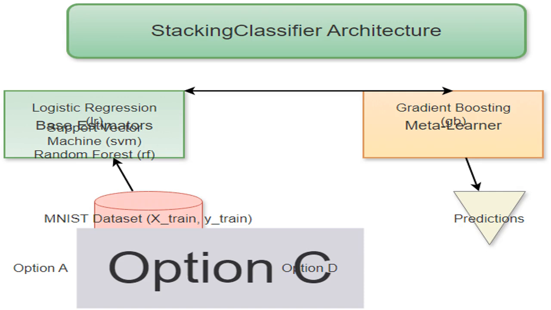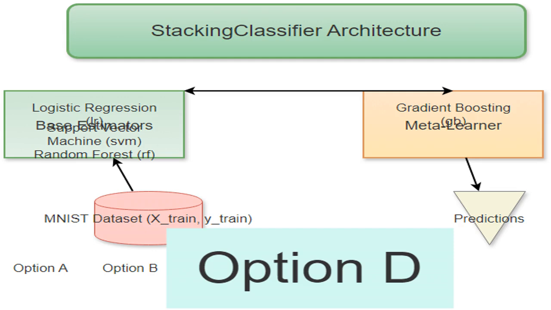This is incorrect because it doesn't properly define the base estimators. I need to give each base estimator a name. This is the best option. It correctly sets up the stacking classifier, uses probabilities, and includes cross-validation, CV equals 5, making it more robust and less prone to overfitting.